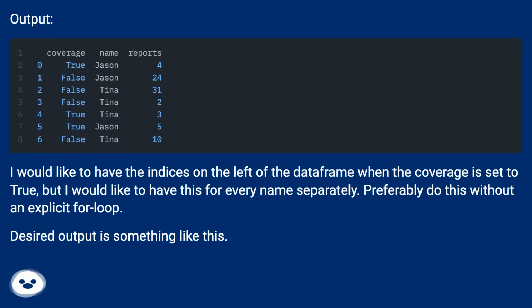I would like to have the indices on the left of the dataframe when the coverage is set to true, but I would like to have this for every name separately. Preferably do this without an explicit for loop. Desired output is something like this.